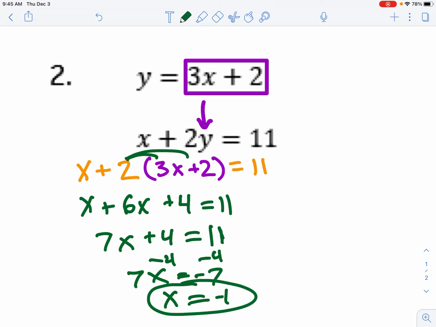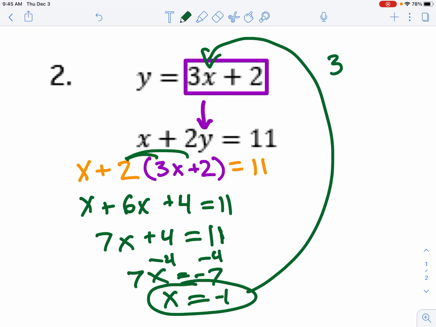We're going to take that negative 1 and we're going to plug it in for an x from one of the first two equations, either one of these two. I'm actually going to plug it into the first one right there. So I'll get 3 times negative 1 plus 2 equals y. And 3 times negative 1 is negative 3. If I add 2 to that, then that would be a negative 1. So y equals negative 1.